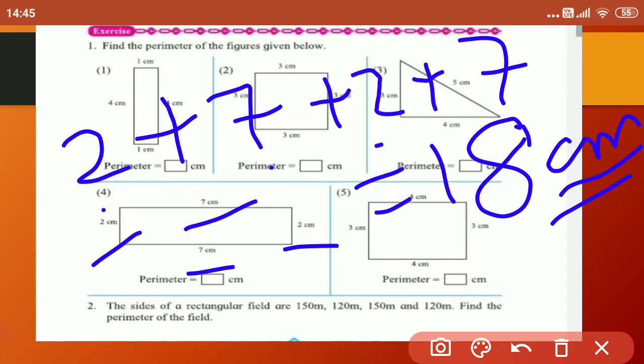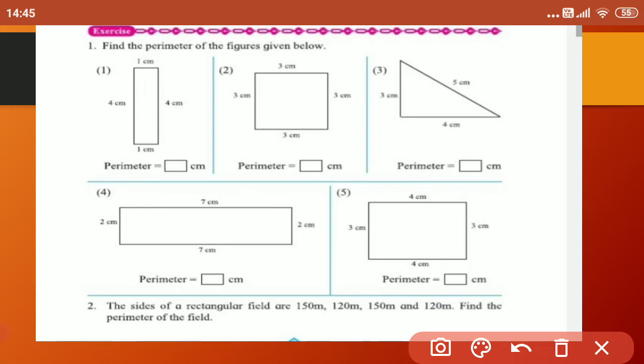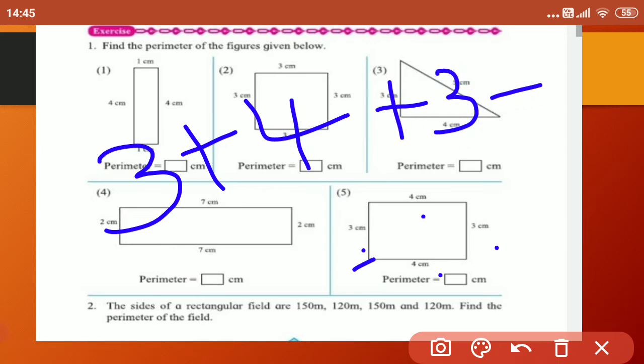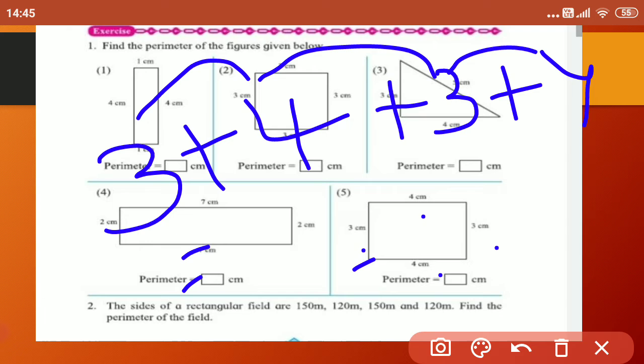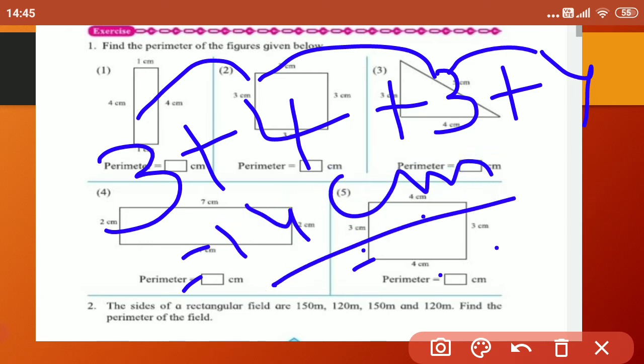Don't forget to write this unit. But here the unit is already written. But you have to keep in mind, you have to write the unit on your own. So understood? Now the next one. Here in this figure 3 centimeter plus 4 centimeter plus 3 centimeter plus 4 centimeter. Add all these 4 sides. So 3 plus 4 plus 3 plus 4. Now total is how much? 4 plus 3, 7. 7 plus 3, 10. 10 plus 4, 14. So 14 centimeter.